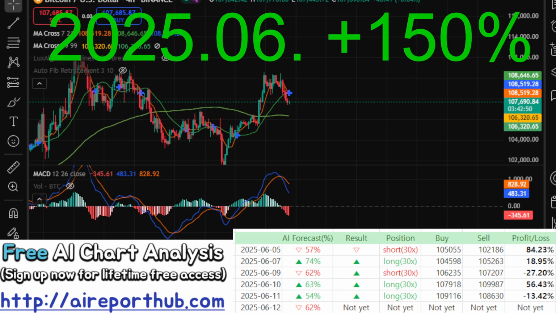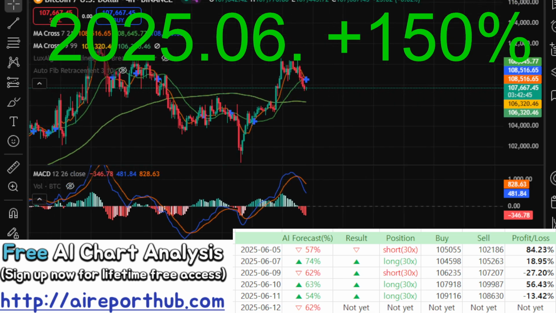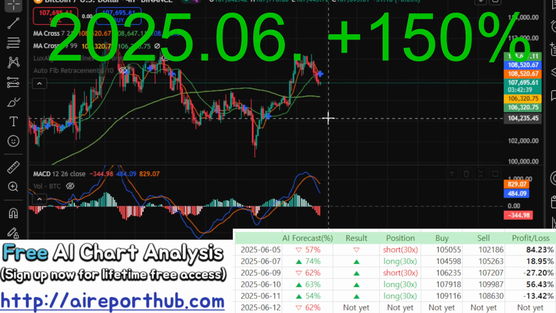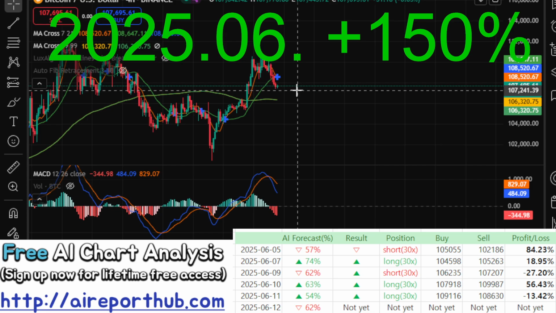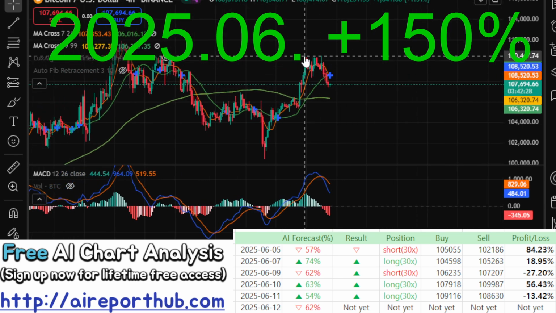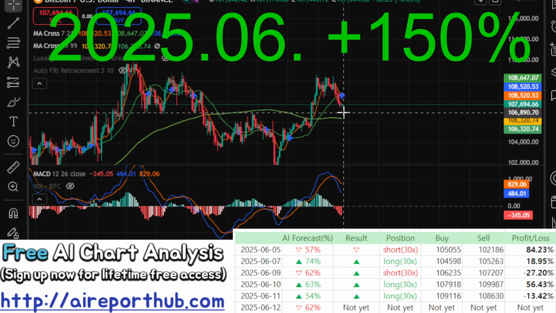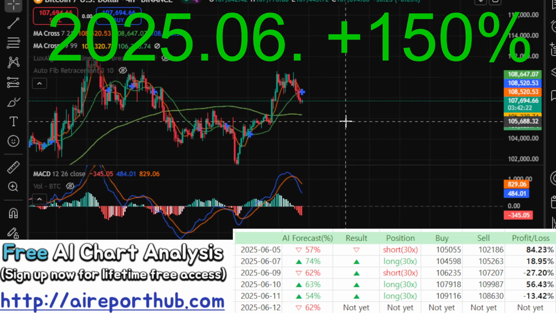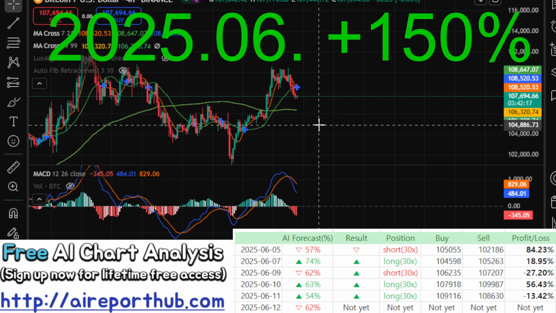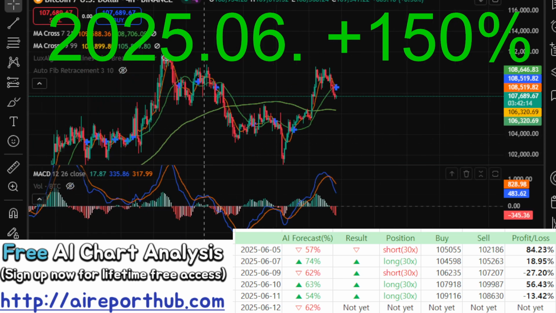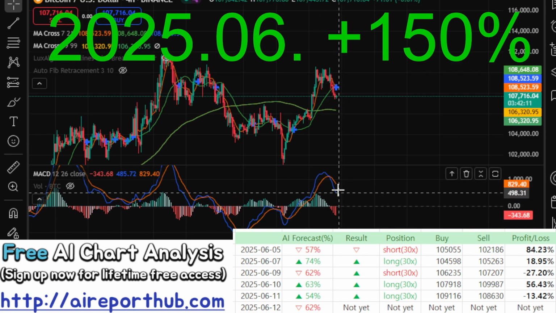As always, I will transparently share my trading results with you. Let's start with the overall price again. Bitcoin is currently priced around $107,000. On the 4-hour chart, we can see a slight pullback from the recent high. The key question now is whether this is just a pause or the beginning of a deeper downtrend. Right now, signs point to a short-term bearish reversal. Let's take a look at the MACD.